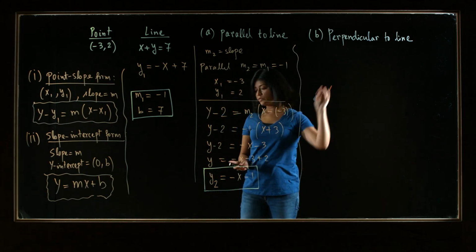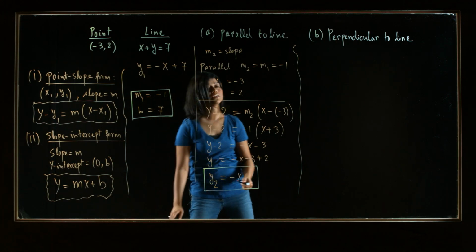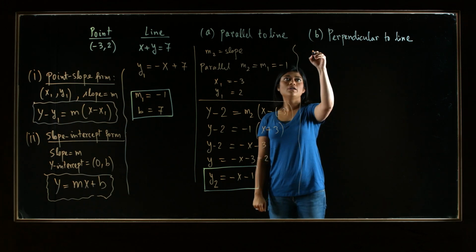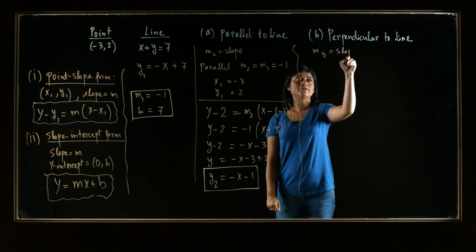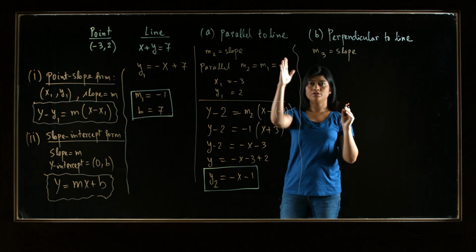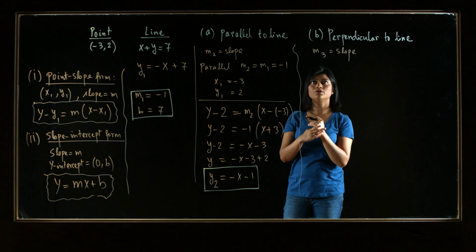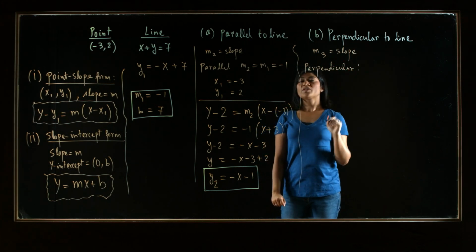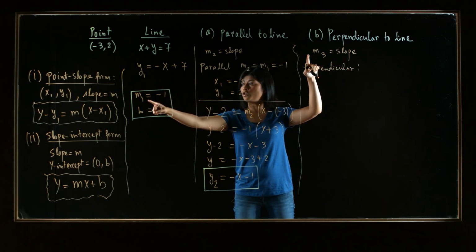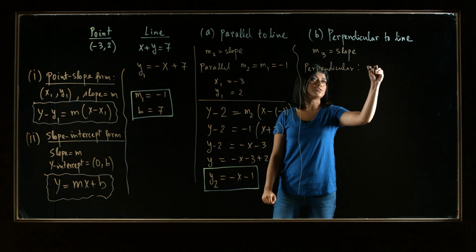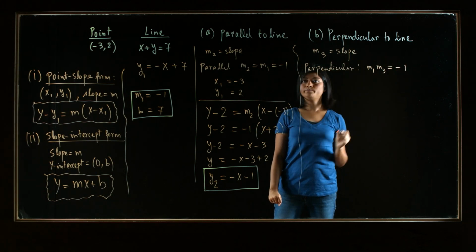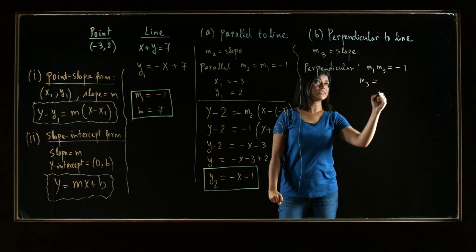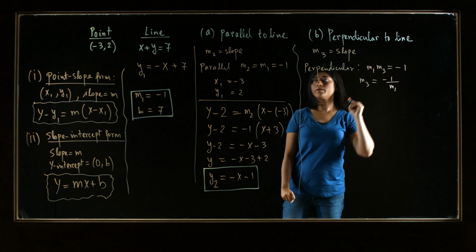So this is the equation of a line that is parallel to the first line and passing through that point. Okay, to finish the problem, the last part, we have to find the equation of a line that is perpendicular to the first line and passing through that same point. So let's call m3 the slope of this line. Now what is the relationship between the slopes of two perpendicular lines? Perpendicular means that the product of the two slopes, m1 and m3, is negative 1, and therefore m3, the slope we want, is equal to negative 1 over m1.